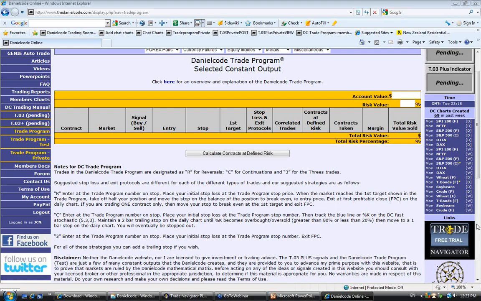Types of signals. Tom says 12th down from the top. I guess that's under articles. Okay, Nick's found it. That's good.